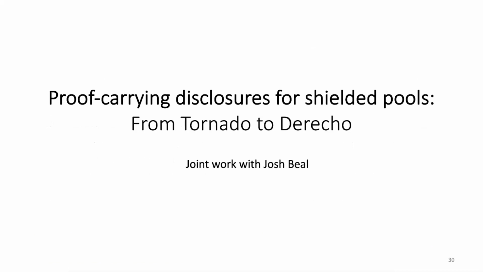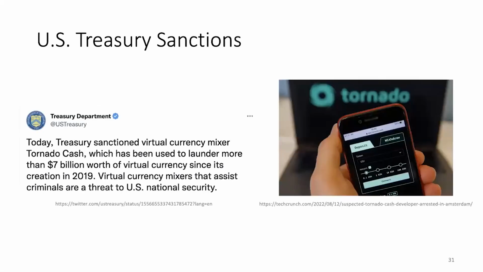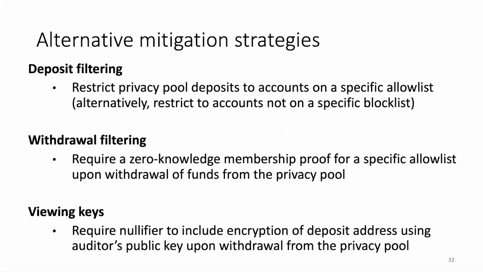Inspired by that, in the last few minutes, I'll talk about some work that I've been doing with my grad student, Josh, at Yale, which is proof carrying disclosures for shielded pools. As you all probably are aware, the US Treasury this year sanctioned Tornado Cash, which made it at least virtually impossible for any US users to interact with the contract, even if they weren't using it for any illicit use, and users who had assets in Tornado Cash had their assets basically locked or frozen, right?